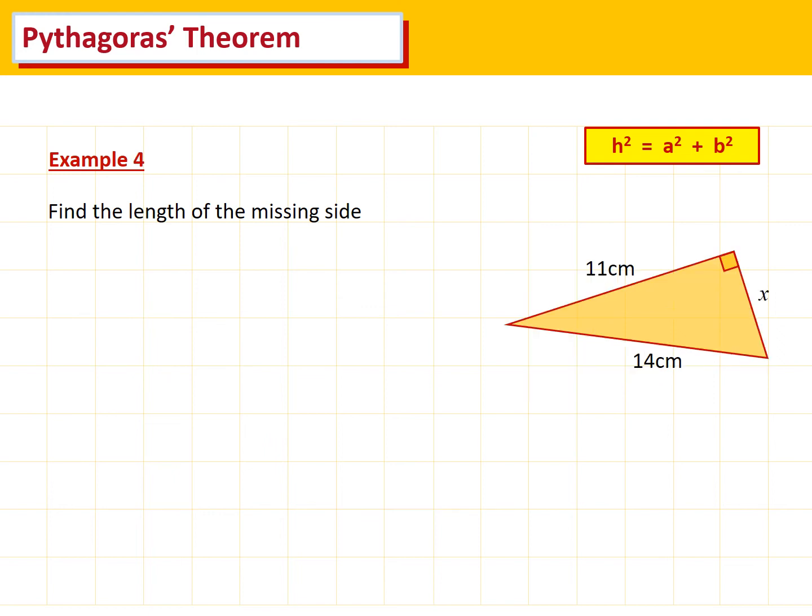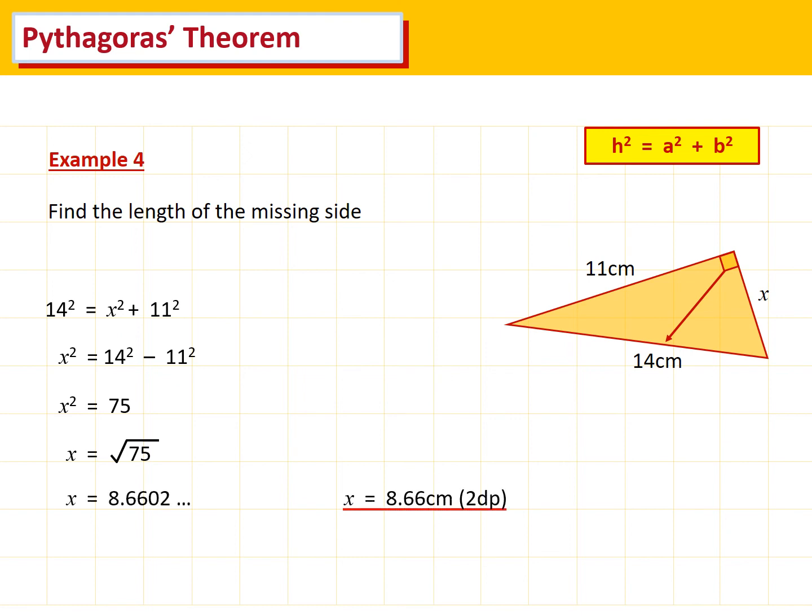In example 4, let's find the hypotenuse. It's 14. So we would be writing 14 squared equals x squared plus 11 squared. Subtract 11 squared from both sides, and then work out 14 squared minus 11 squared, and that's 75. Square root both sides, get on our calculators, and then finally round off.